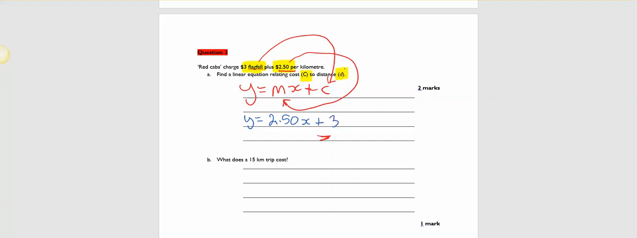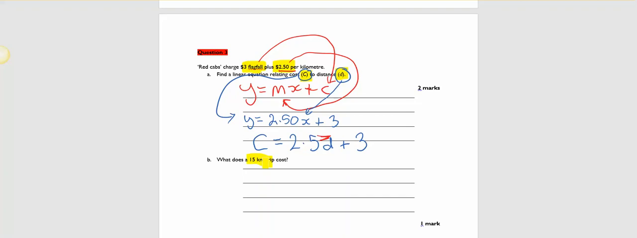The last thing we need to do is to transfer the C and D into our equation. So the cost is obviously going to be what it's going to cost us, and the D is going to be the kilometres. So our final answer is going to be C equals 2.5D plus 3. From here, we can work out a series of answers.